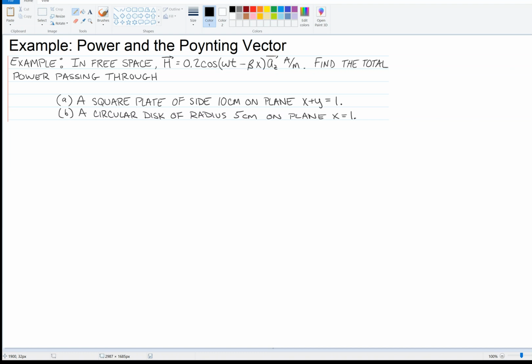Find the total power passing through, and then we've got part A, which is a square plate located on some plane, and part B is a circular plate or disk located on a different plane.